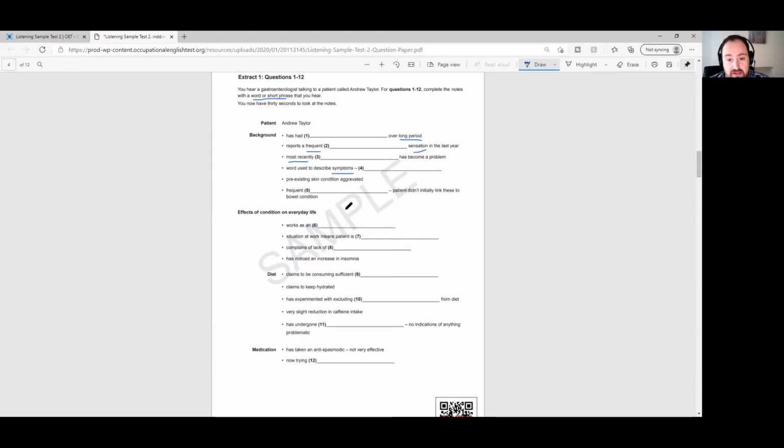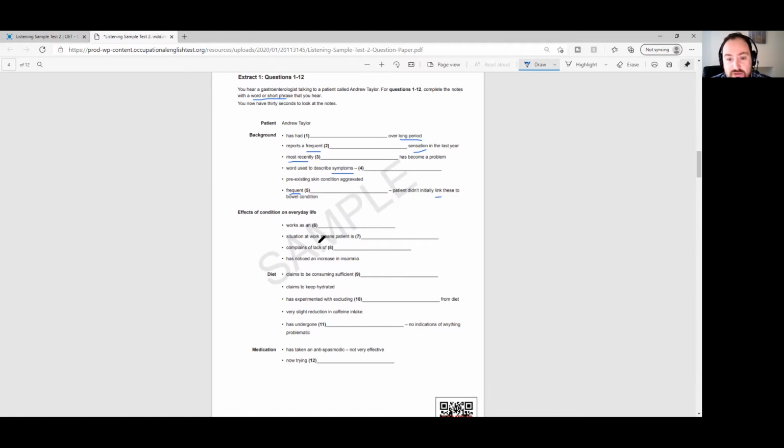Okay, and number 5, frequent. So again, we're listening for something that happens a lot. A good paraphrase is something he suffers from a lot. Frequent, something. So it's going to be some kind of noun. Important information here: patient didn't initially link, so there was no link between this and the bowel condition. So already we know it's not something related to the bowel condition, so it's maybe something related to another part of his body. All of this is giving us good information to start thinking about what the answer could be here and prepare us to listen for the correct answer.